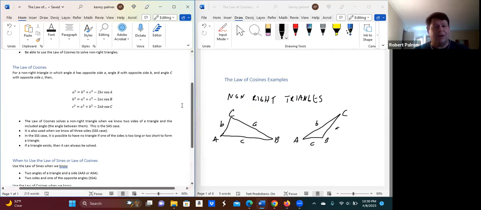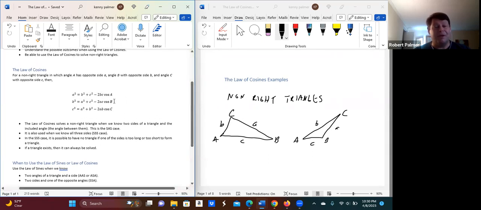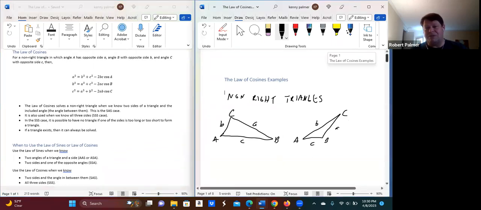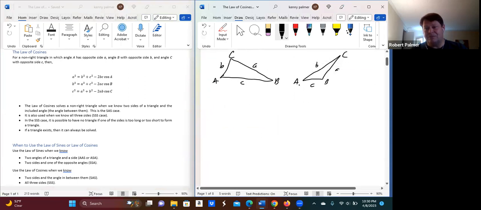Okay. So these statements are the law of cosines, and depending on what we're given, we use these. Now, there are essentially two cases in which we use these. The law of cosines solves a non-right triangle when you know two sides of the triangle and what's called the included angle, or the angle in between them. That's called the side-angle-side case.